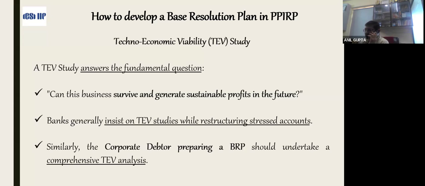Banks generally insist on TEV studies while restructuring stressed accounts. Whenever the account is stressed, banks will ask for the TEV report from competent people, not from anybody. Some people say that they are capable of doing the TEV report. Whether they are capable or not, the bank will decide based on the history of the particular consultants, and only then will the bank accept the TEV report. Similarly, the corporate debtor preparing a resolution plan should undertake a comprehensive TEV analysis.